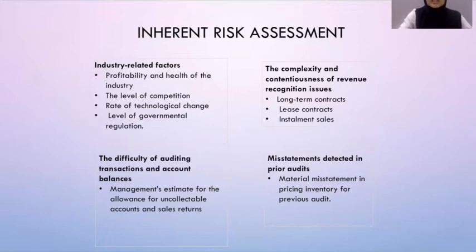rate of technological change. An entity in the fast-changing high technology industry may face a risk of inventory obsolescence. This is because rapid innovations can cause the entity's products to become obsolete very quickly, and the inventory may not be appropriately valued. Other than that, there is also the level of governmental regulation. The level of governmental regulation within the industry can also affect the sales activity of the entity.